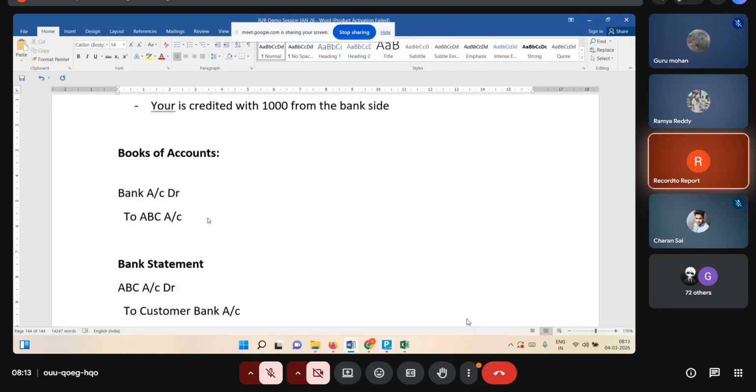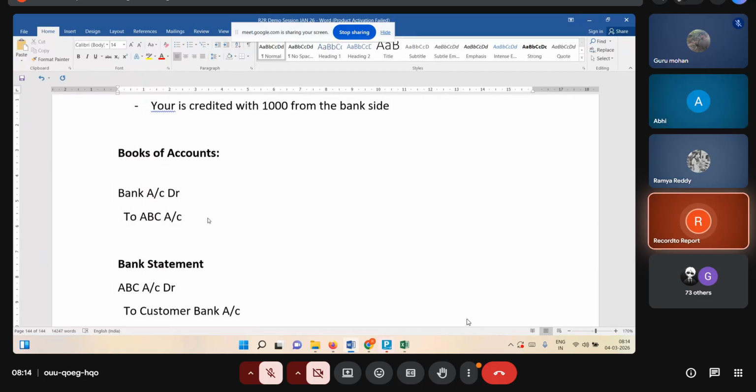So what are the two aspects here? ABC is the one from whom they received the money. Debit the receiver, credit the giver. To whom is the bank giving that money? For us, for our company. So debit the receiver, credit the giver.